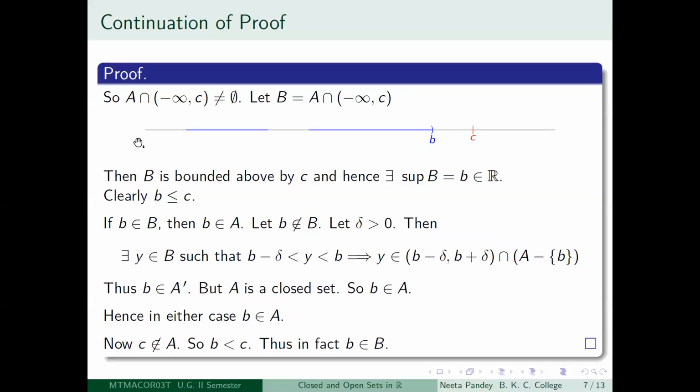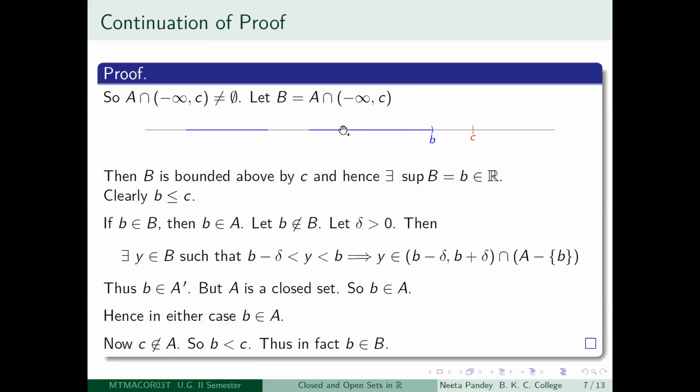So this other one has to be non-empty. Again, I have given the same name, it should not cause a problem. Let capital B be equal to capital A intersection the open interval minus infinity to C. So you have this portion here, which is on the left of C. So what is happening about capital B now? Every element of capital B is less than C. So C is an upper bound of capital B.